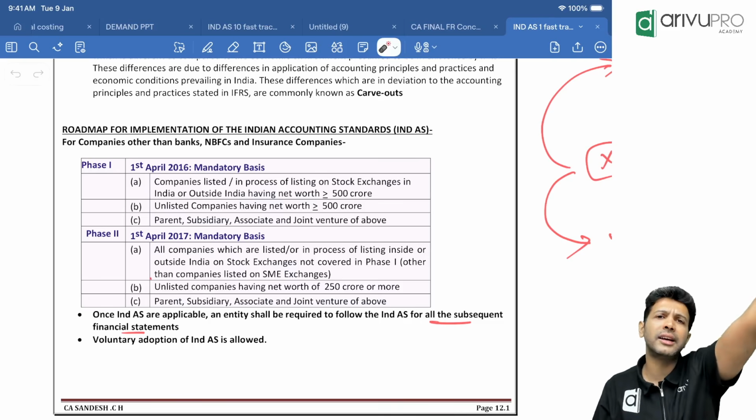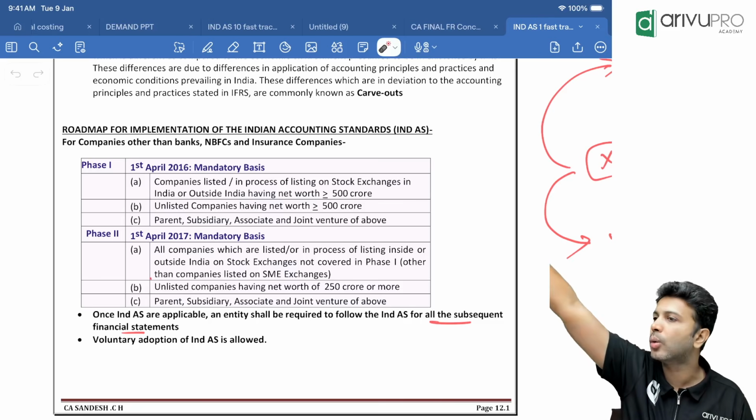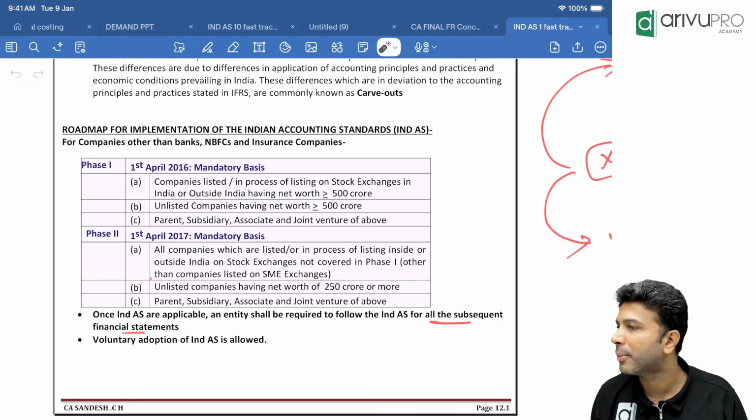Subsequently, if net worth increases or reduces, it really doesn't matter. Once Ind AS comes, it is Ind AS throughout. That way.